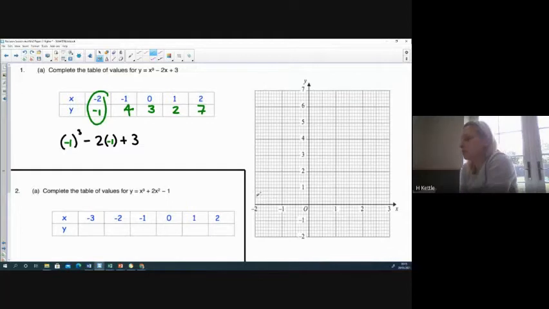So minus 2, minus 1 is here. Remember, going along the corridor upstairs. Minus 1, 4 is here. 0, 3 is here. 1, 2 is here. And 2, 7 is here.